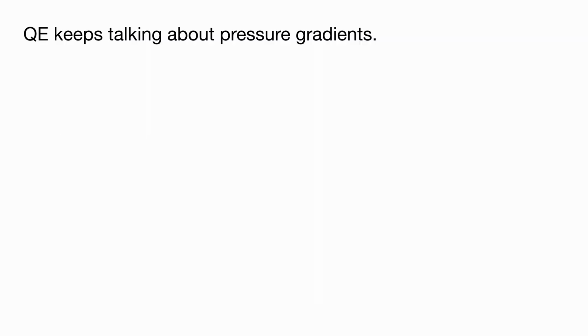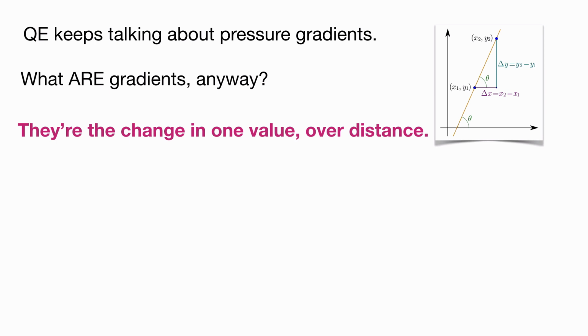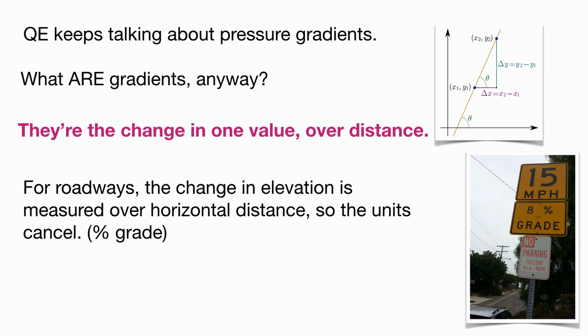All right. So Quantum Eraser keeps talking about pressure gradient. He uses the word pressure gradient when he really means pressure differential. But I was curious what exactly a gradient is. The definition of a gradient is the change in one value over distance. So slope could be rise over run, or change in one value over change in the other value, but a gradient is specifically change in one value over distance.